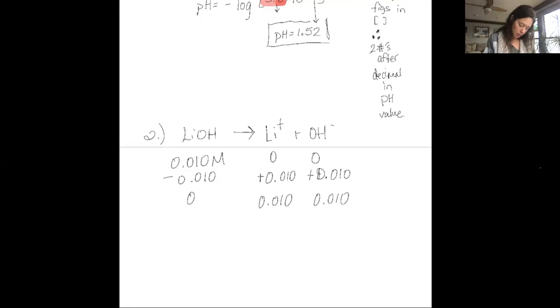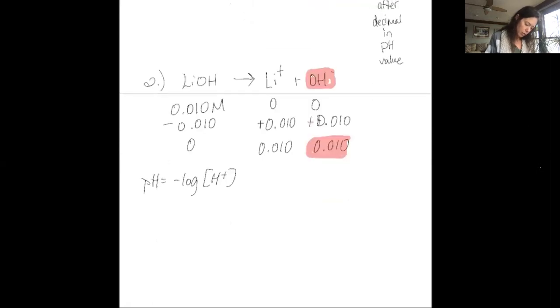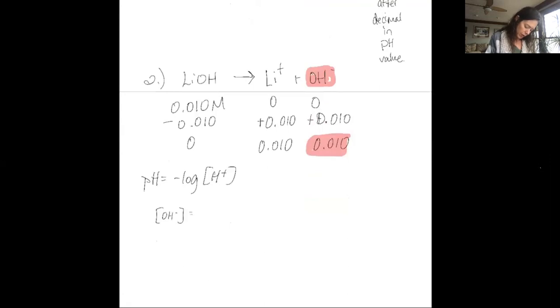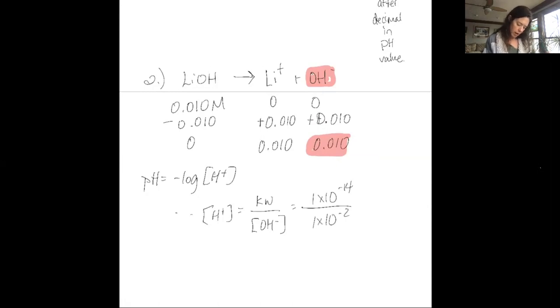Now I've got options here. I need the pH. pH equals negative log H. I do not have H. However, I do have OH. So I can do one of two things. I can say that H equals Kw over OH, and plug in 1 times 10 to the negative 14th over my OH, which is 1 times 10 to the negative 2nd. Negative 14 minus negative 2 is 1 times 10 to the negative 12th.